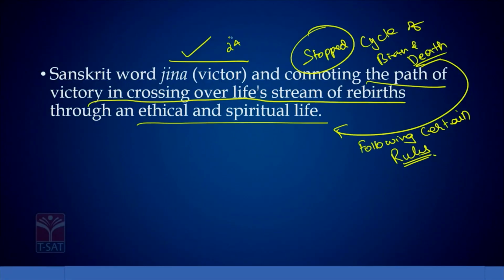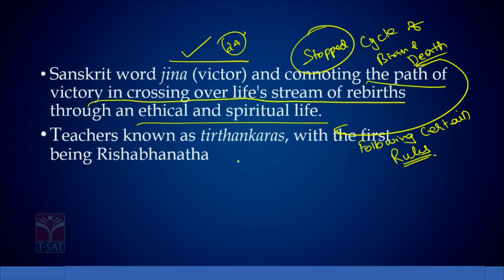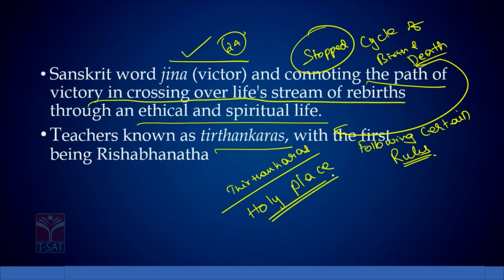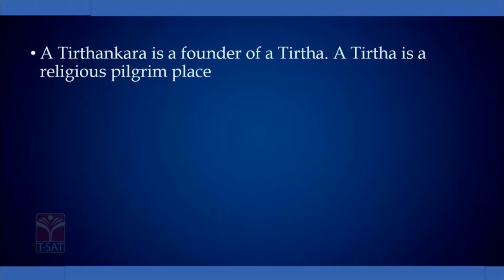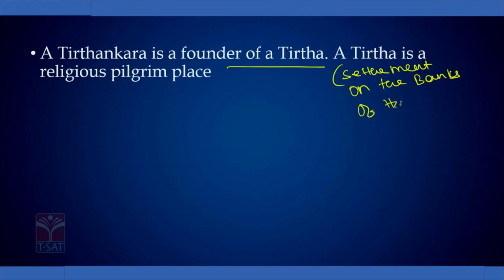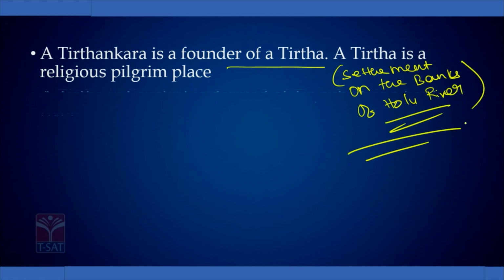In Jainism, there are 24 of them. Teachers in Jainism are known as Tirthankaras, given that Tirthankaras are associated with a holy place. Every Tirthankara is associated with a certain holy place, a certain holy location, generally a river bank. Tirthankara is founder of a Tirtha. A Tirtha is a pilgrim place, a settlement on the banks of a holy river. A settlement which is on the banks of a holy river is generally known as Tirtha.